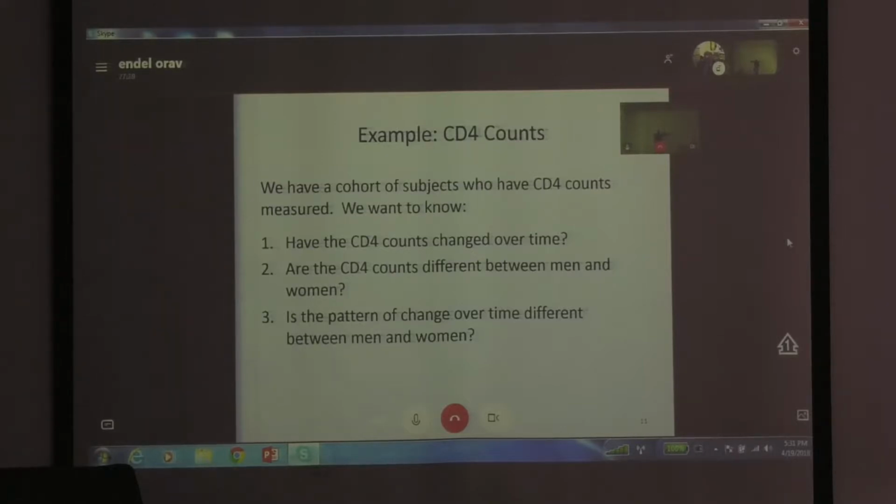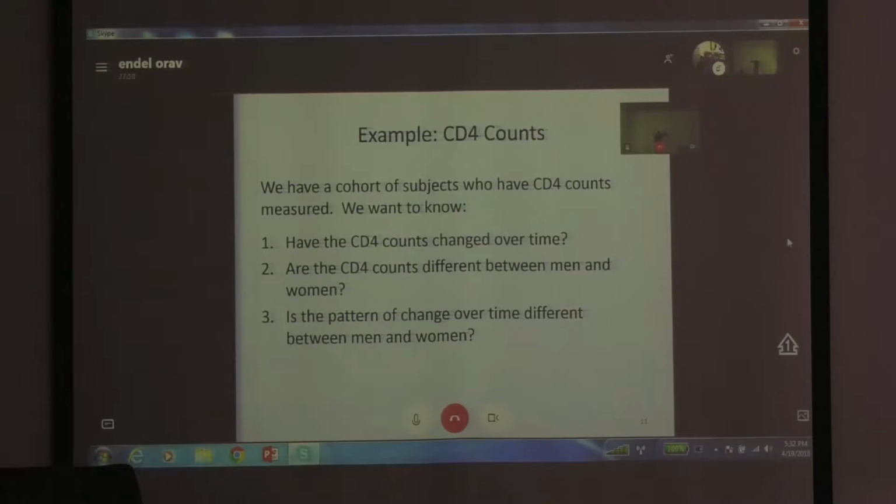So we have three measurements for each subject. Have the CD4 counts changed over time? Are CD4 counts different between men and women? And is the pattern of change over time different between men and women? Initially, I'll show you models for all three of them and the results. These are real data. They're relatively old data, but they are real data. And then we're going to spend most of the rest of the lecture focusing in more on 1 and 2.